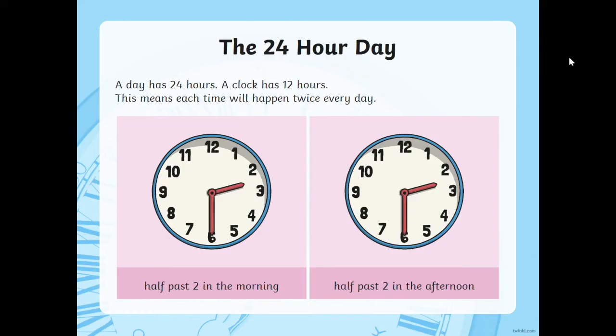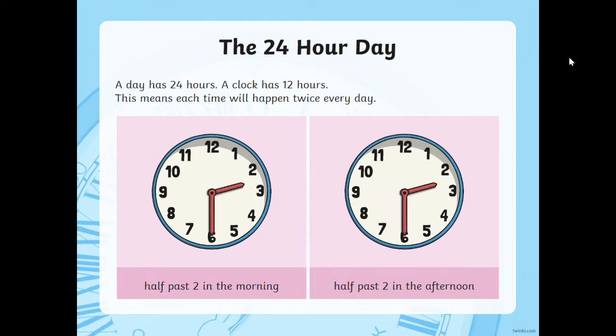Hello Year 4, today I'm going to be talking to you about converting between 24-hour time and 12-hour time. So as you know, a day has 24 hours and a clock has 12 hours on it. So this means that we see on a normal analogue clock the same time twice every day.